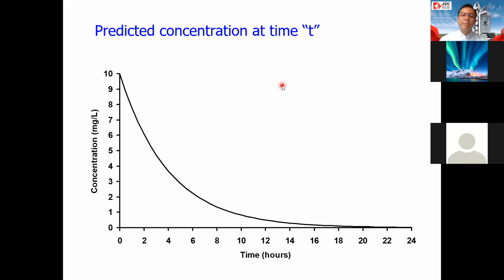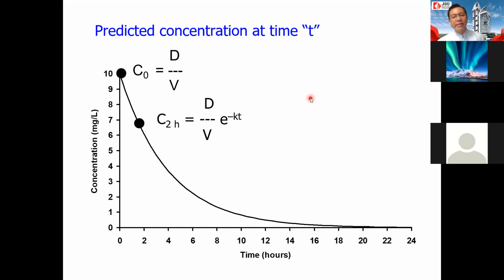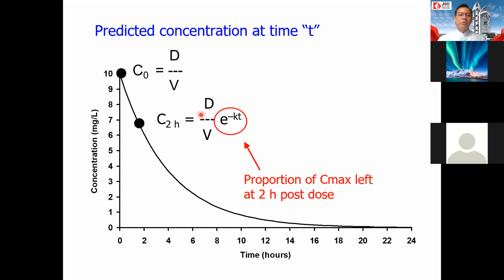Now, how to predict concentration at time t? So when we do this one, it is a single IV dose, one dose. So it will go down like this. Remind me, is this on normal graph paper or on semi-log?